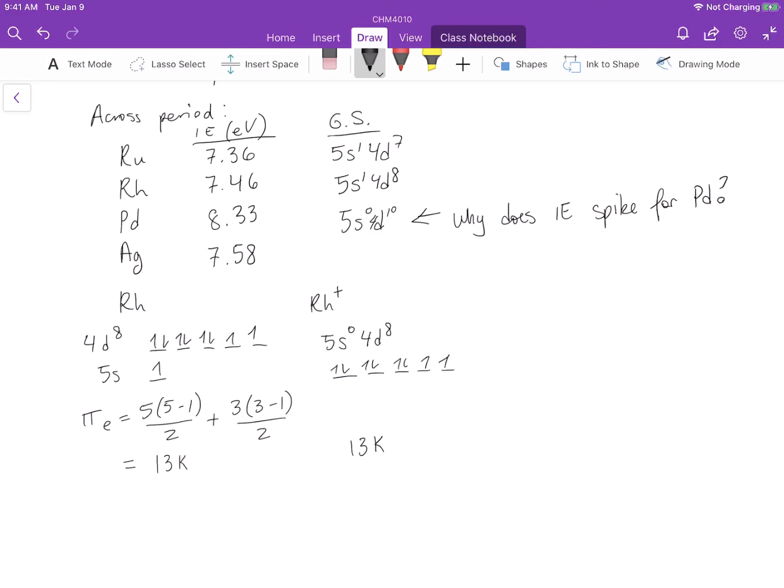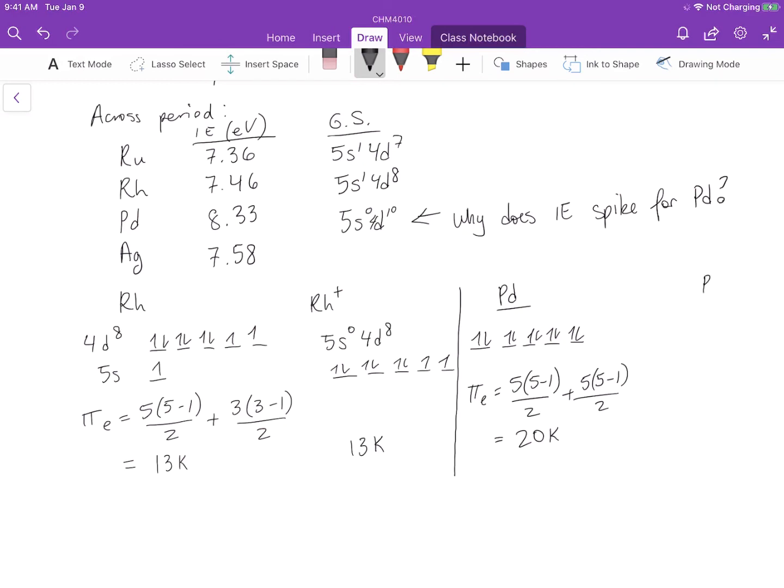For palladium, if we look at our 4d configuration, we have 4d10. So our exchange will be 5 times (5 minus 1) divided by 2, plus 5 times (5 minus 1) divided by 2, which will equal 20K of exchange.